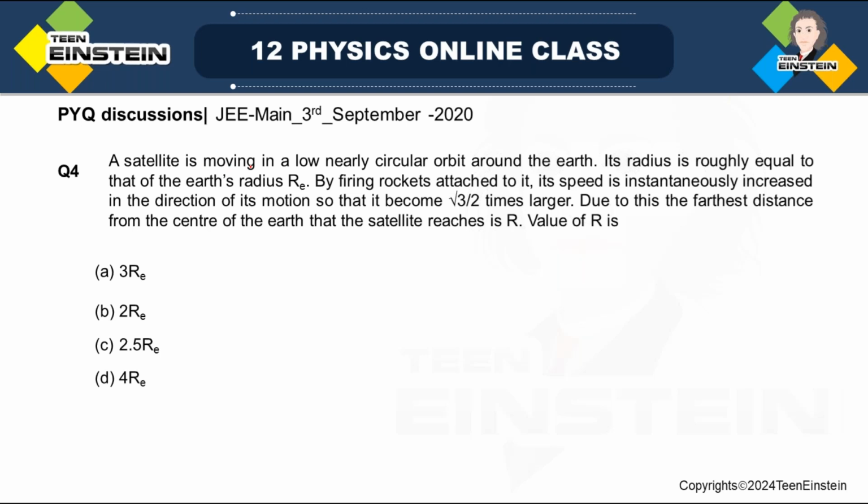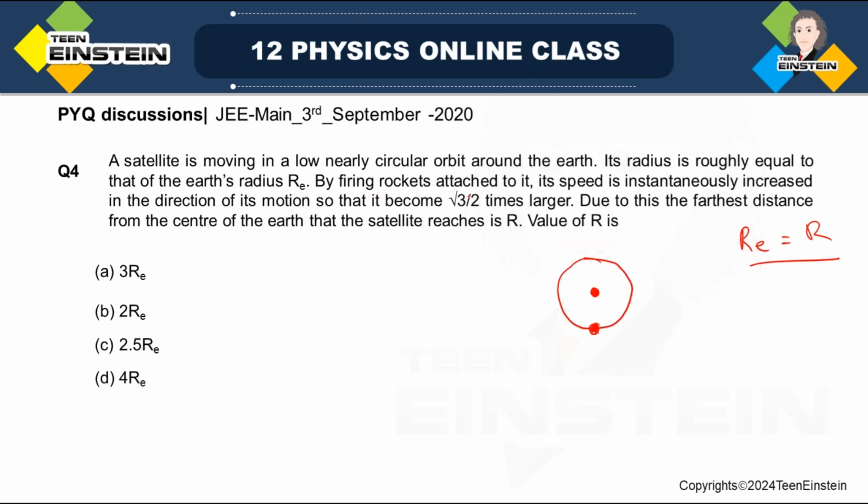This problem says a satellite is moving in a low, nearly circular orbit around the Earth. Low, nearly circular. Suppose this is the Earth, with radius RE, and this is the circular orbit. Low circular orbit means maybe at this position. So this is a satellite which is moving around this Earth. Its radius is roughly equal to the Earth's radius. Earth radius and the radius of the satellite orbit are both the same.